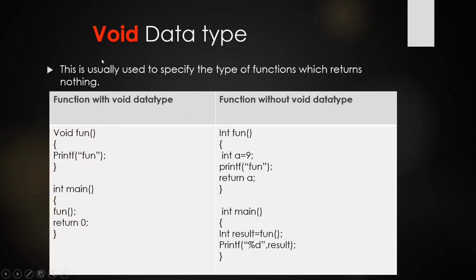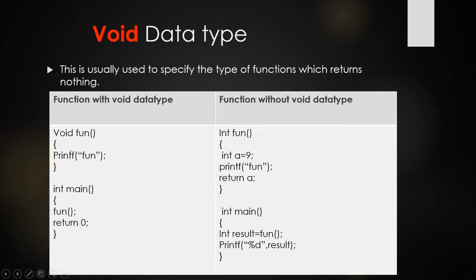Void data type. Void means it doesn't return anything. This is usually used to specify the type of functions which return nothing. See, here I am comparing two programs, with void type and without void type. I have written code int main and open braces. I'm calling this fun. It means the flow will go here, and it will enter. This function is a void type here.